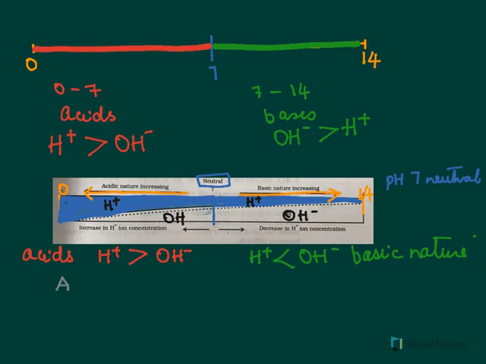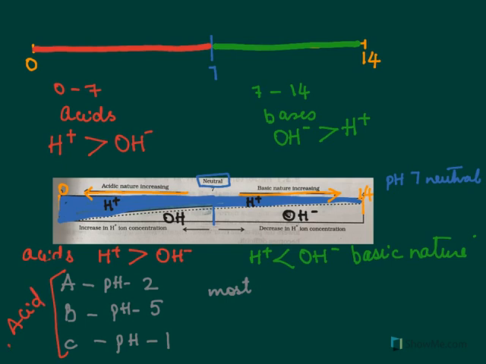I have a solution A, a solution B, and a solution C. Suppose the pH of A is 2, the pH of B is 5, and the pH of C is 1. Which would be most acidic? To start with, these are all acids. Why are they all acids? Because they all have pH less than 7.